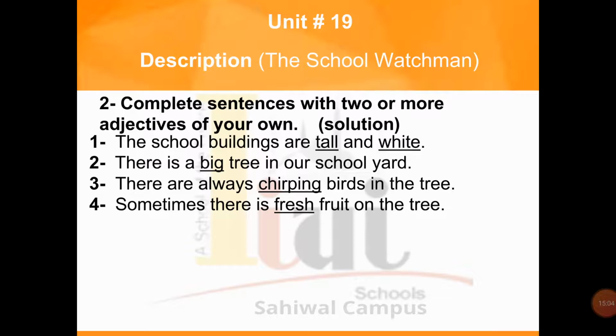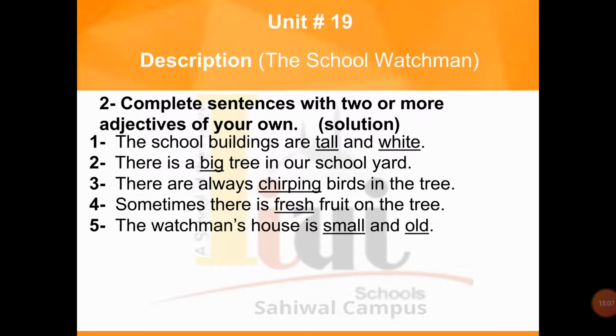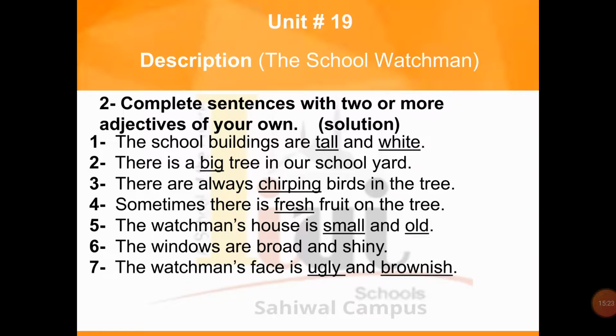The watchman's house is dash and dash. I added small and old here. The watchman's house is small and old. Sixth is: the windows are dash and dash. The windows are broad and shiny. The watchman's face is dash and dash. You can say angry or smiley, and you can add any adjectives here. I added ugly and brownish. Eighth one is: he wears dash clothes. He wears neat clothes. Have you done this exercise in your book on page 130?